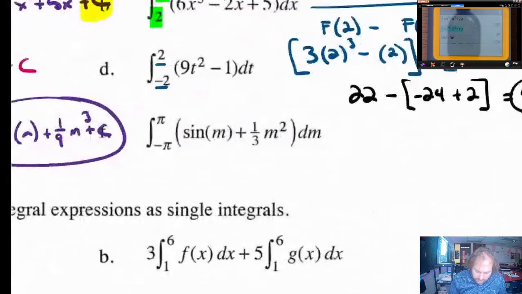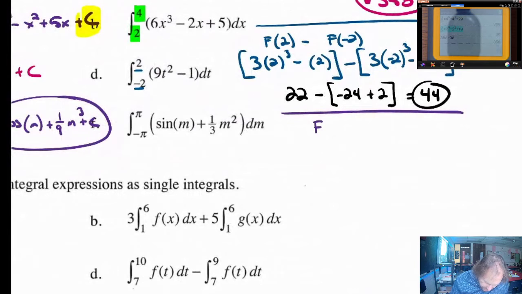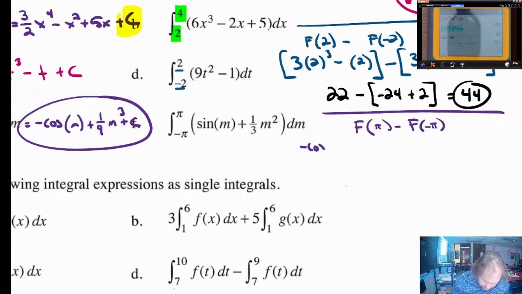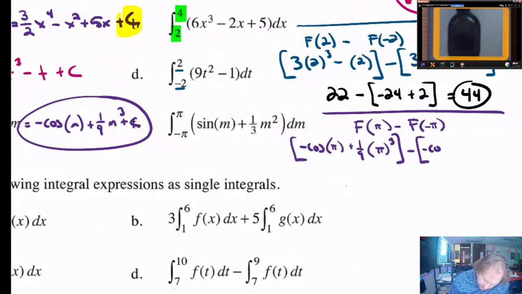And then look at this. Oh, I love a trig question. Don't you? We need the capital F from that previous problem of pi minus capital F of -pi. Good news is it's sine. Sine of pi is 0. So that's an easy one. So we're going to have the sine, it's cosine, sorry. Negative cosine, which is not as nice, but still pretty nice. Negative cosine of pi plus 1/9 times pi to the third power. That is the first chunk of it. That's f of pi. Minus f of negative pi. Negative cosine of -pi plus 1/9 pi to the third power.